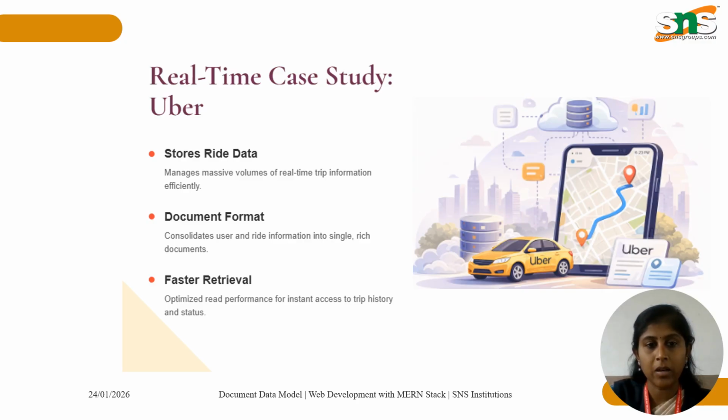Now let's see a real-world example. Let's see how the document data model is used in real-world applications like Uber. When a customer books a ride, information such as rider details, driver details, pickup location, destination and trip status can all be represented as a document. Some related information such as pickup and destination addresses can be embedded within the ride document. Other important independent entities such as driver profiles or customer accounts can be stored in separate collections and referenced when needed. This approach enables Uber to efficiently process millions of ride requests while maintaining flexibility and high performance.